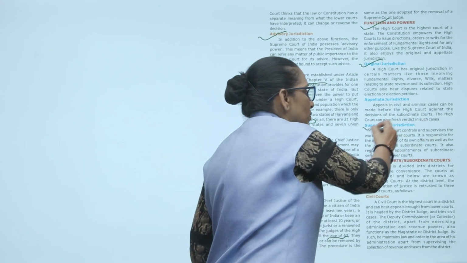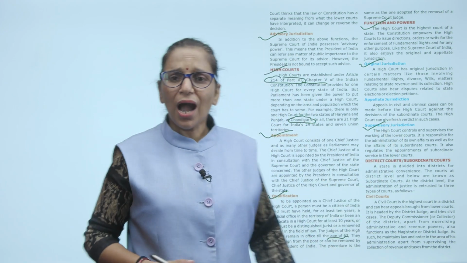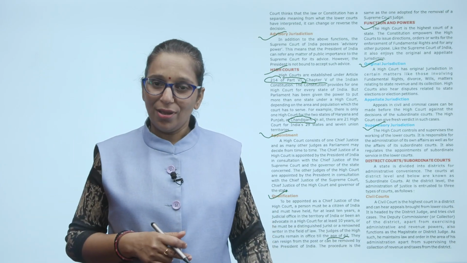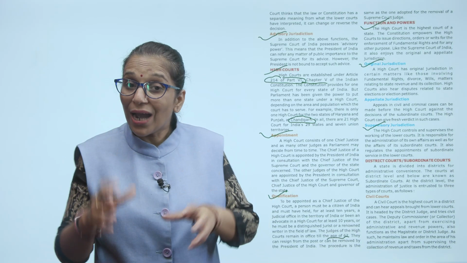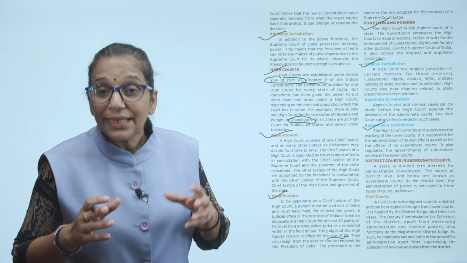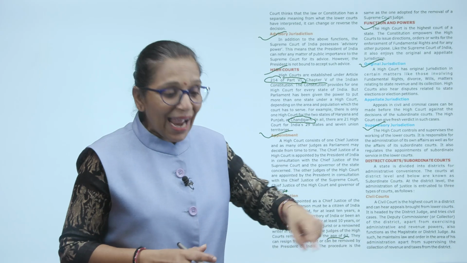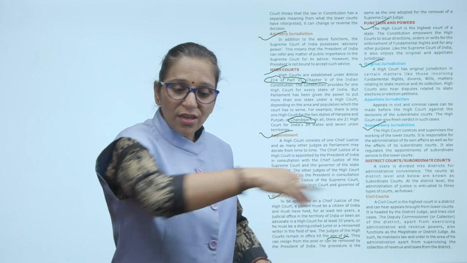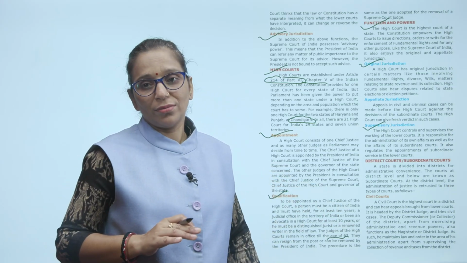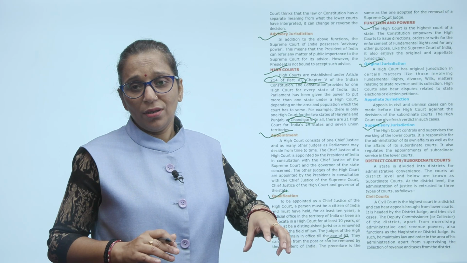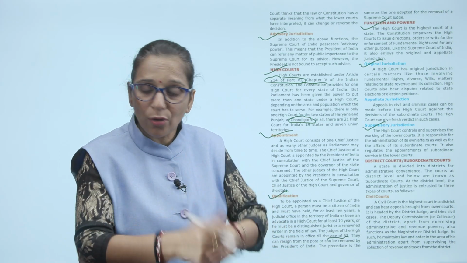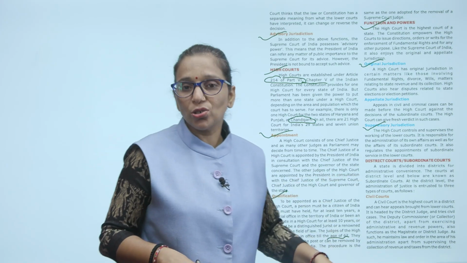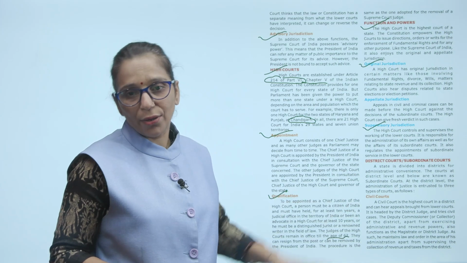Now moving to the supervisory jurisdiction. The High Court controls and supervises the working of the lower courts. How are they working? High Court is going to guide them, to supervise them. It is responsible for the administration of its own affairs as well as the affairs of the subordinate courts. So High Court is responsible. It also regulates the appointment of subordinate services in the lower courts. So that is the supervisory function, supervisory jurisdiction of the High Court.